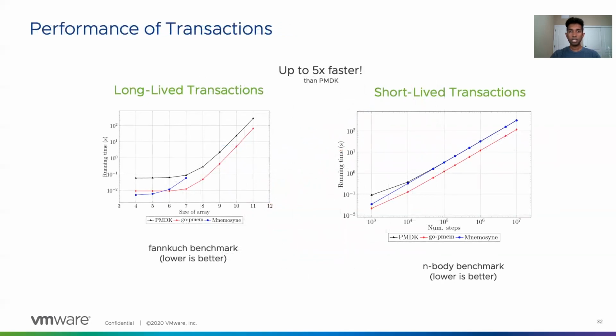Next, we use the Fannkuch and N-body benchmarks from CLBG to evaluate performance of transactions. The Fannkuch benchmark swaps elements of an array for all permutations of the array and models a long-running transaction. N-body traces single-step movement of a planet across space and models a short-running transaction. For both these benchmarks, GoPmem performs up to 5x faster than PMDK.